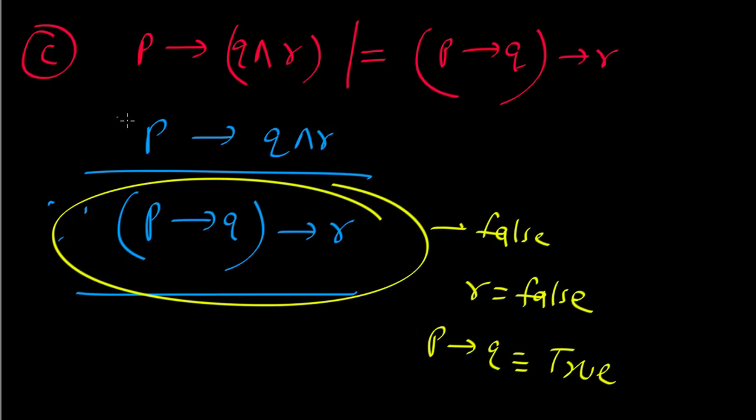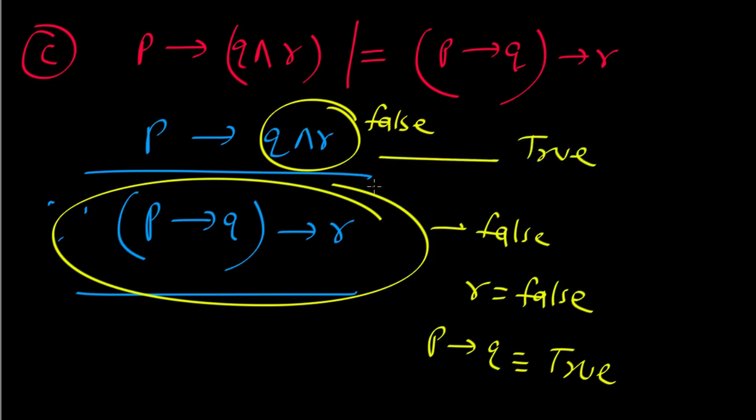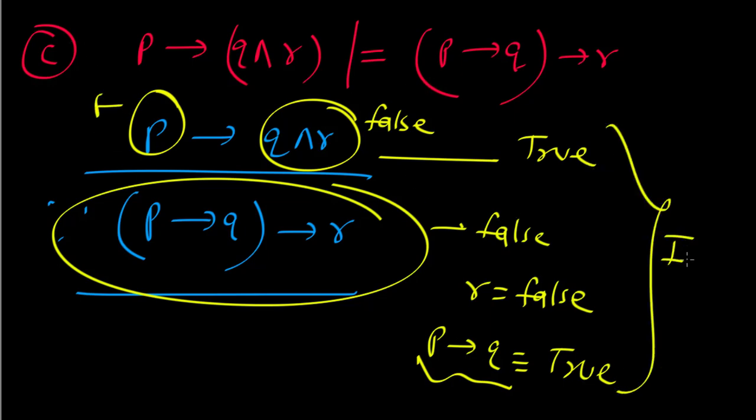Now try to make the premise true. We have only one premise. Remember, R is already false, so Q and R is false. How can I make this premise true? I can make P false. Yes, I can definitely make P false. So I can say this is an invalid argument, because after making the conclusion false, I have made all the premises true. There is only one premise. So option C is definitely wrong.